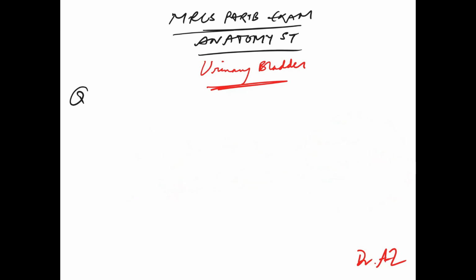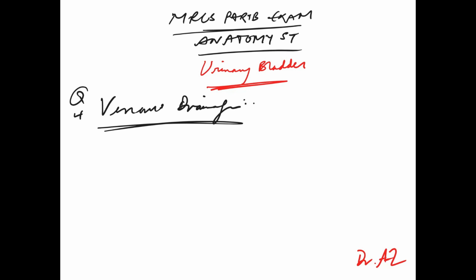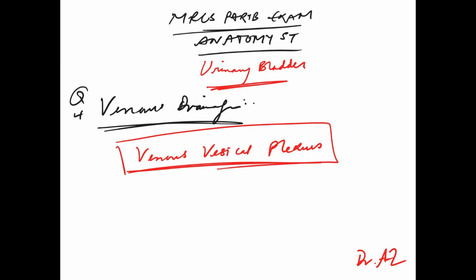The fourth question is going to be about the venous drainage, as usual. In this case you are going to mention that the urinary bladder drains to the vesical venous plexus of veins. This is a right answer, but to make your answer complete and get the full mark, you want to mention that this venous vesical plexus drains directly to the internal iliac veins. In this way you are going to get a full mark in this question also.